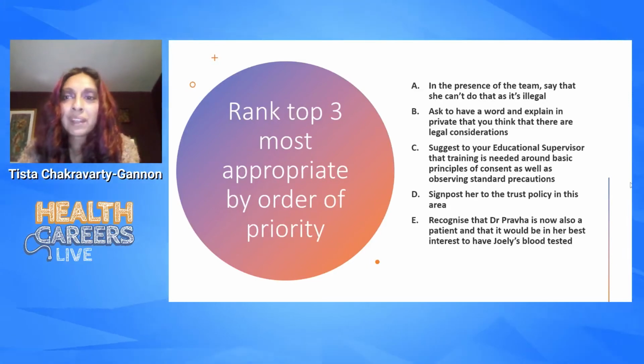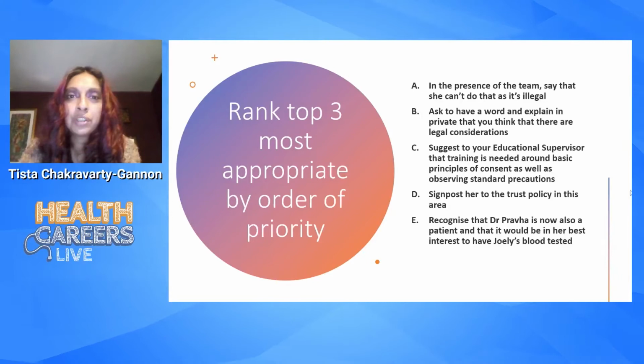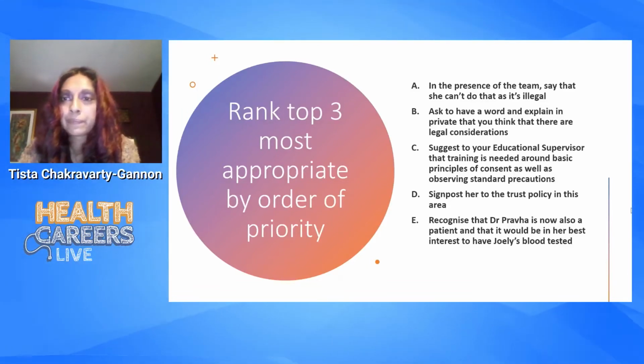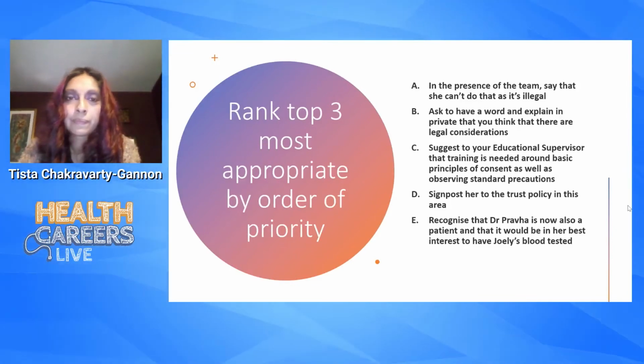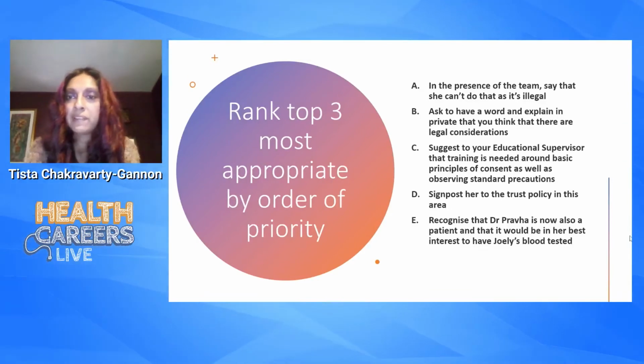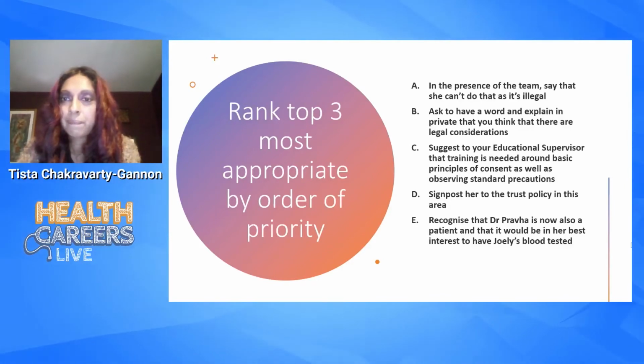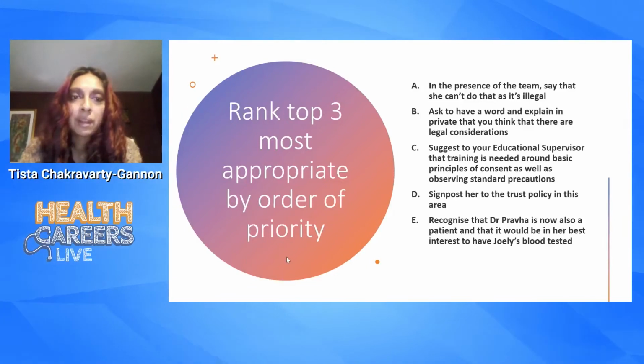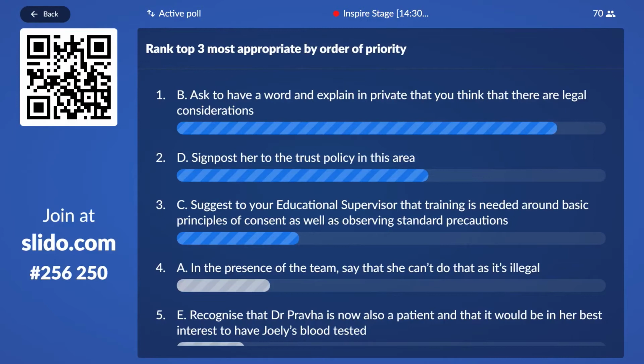Okay, great. So, as per the slide, pick the 3 most appropriate in order of priority. Okay, so I can see that we've got results coming in. We've got loads of people connected now, which is great. So we should have a smoother go round next time. But can we share the results of the Slido, please? Okay, you seem to have it. It is B, D, and C.